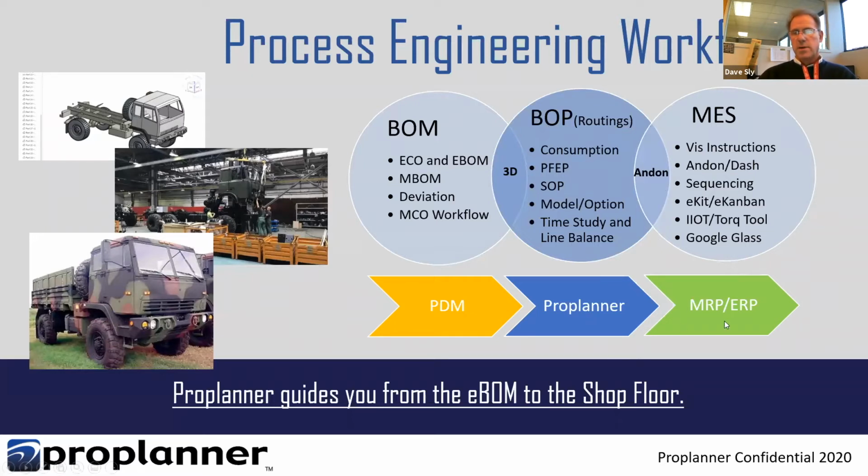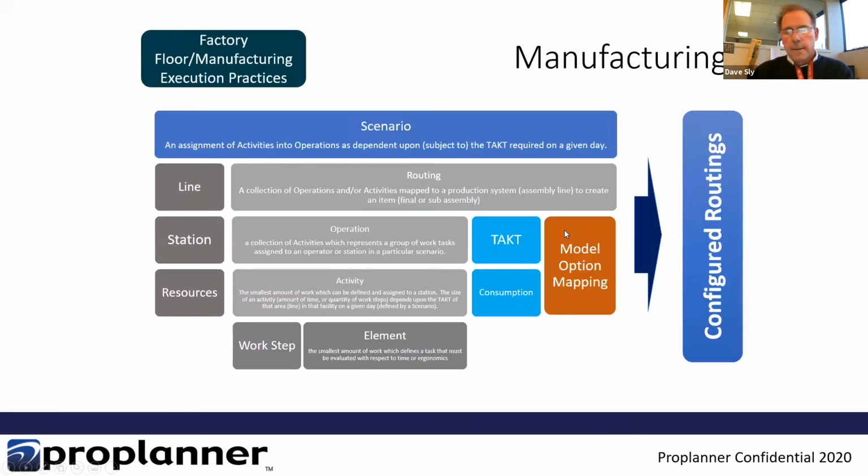So the Proplanner space in the MRP, ERP space: we're obviously not ordering parts directly from vendors, but we are requesting parts. So that green box can be a little shared, I'll bet, between what we do at Proplanner and what your ERP system may do. And that will be different for every plant, probably.